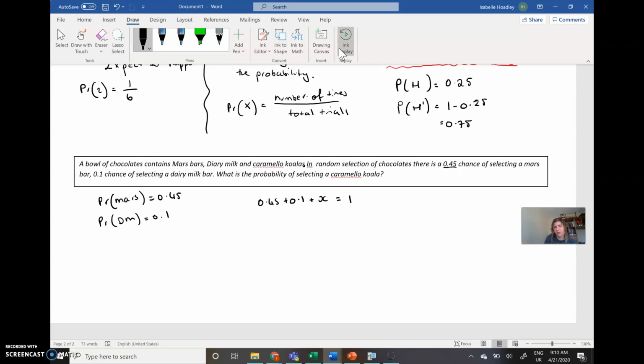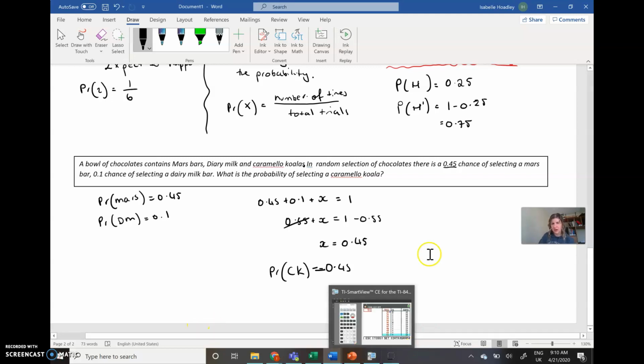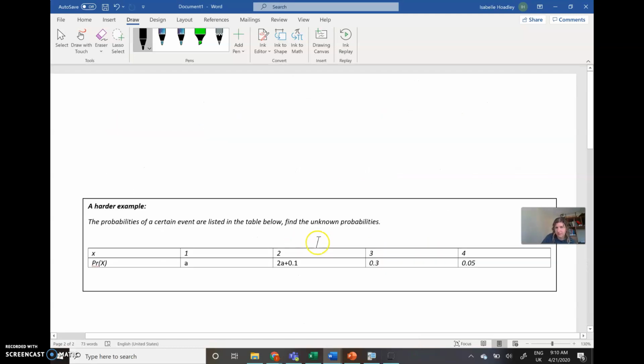So we've got 0.45 plus 0.1, that's 0.55, plus X equals 1. Now when we're solving, we're going to minus 0.55 from both sides, and we're left with X equals 1 minus 0.55. You can do that on your calculators, but it's 0.45. So there's a 0.45 chance of selecting a caramello koala. So I'm just going to write there, probability caramello koala equals 0.45. Lovely. I'm just going to show you one slightly harder example, just up the top here.